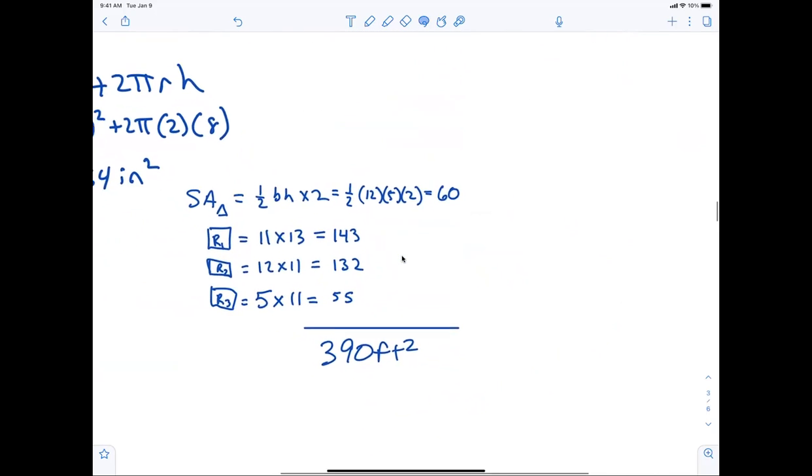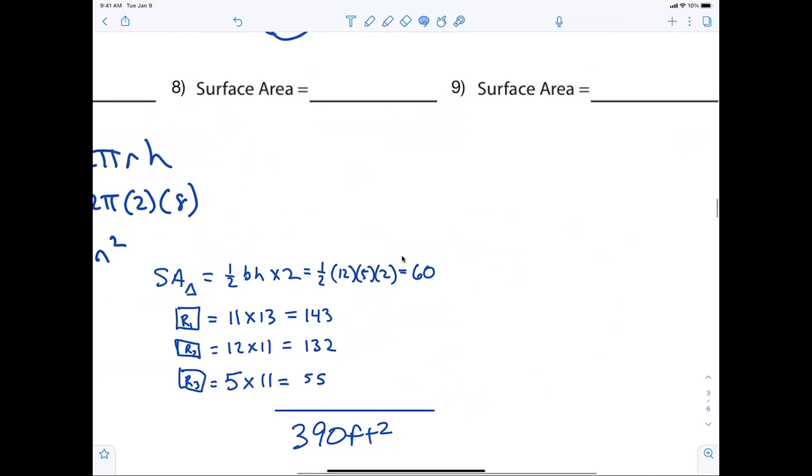The area of all the sides. Yeah, exactly. That's what surface area means, area of all the sides.